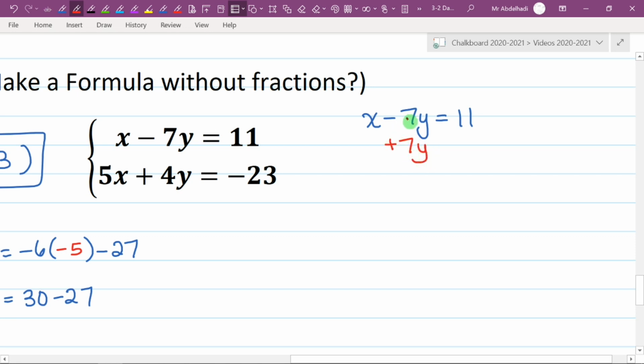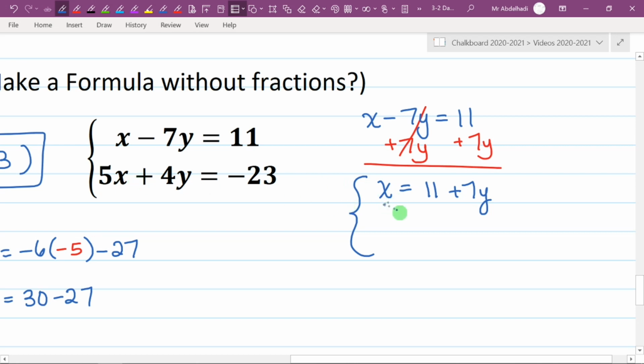Negative 7y plus 7y is going to cancel out. And I get that, plus 7y over here as well. And now I have x equals 11 plus 7y, or 7y plus 11, it doesn't matter. And that's your new top equation. The bottom equation is going to stay the same. And you can see that this is the same type of system that we had before when I asked, do you have a formula? And you could say yes.